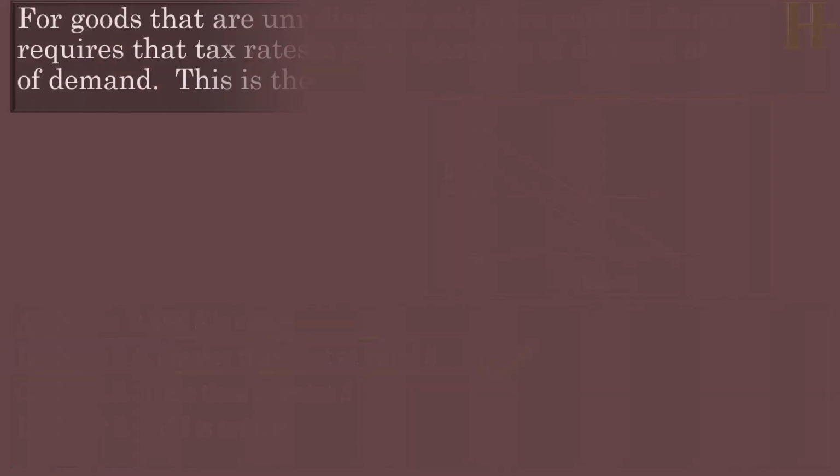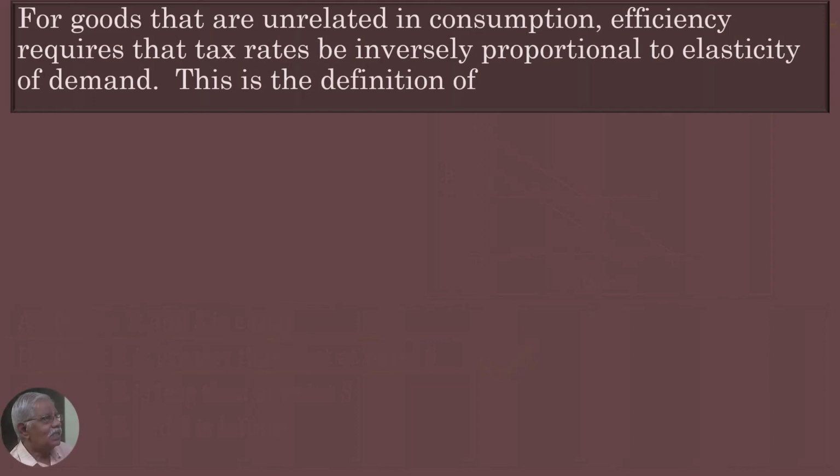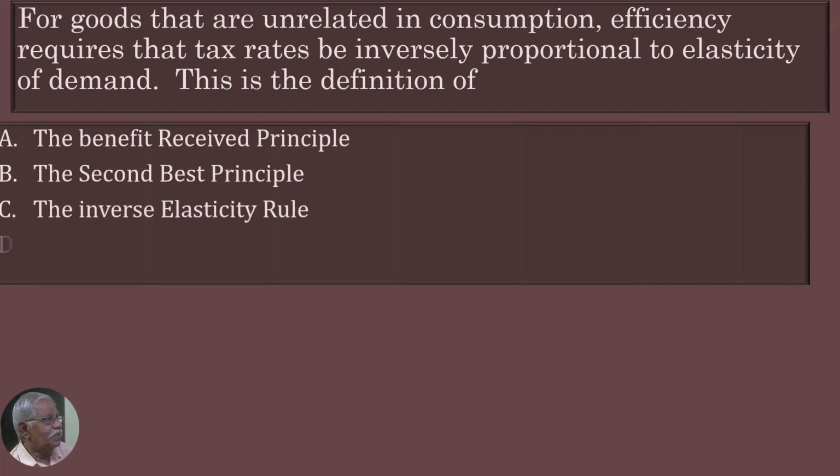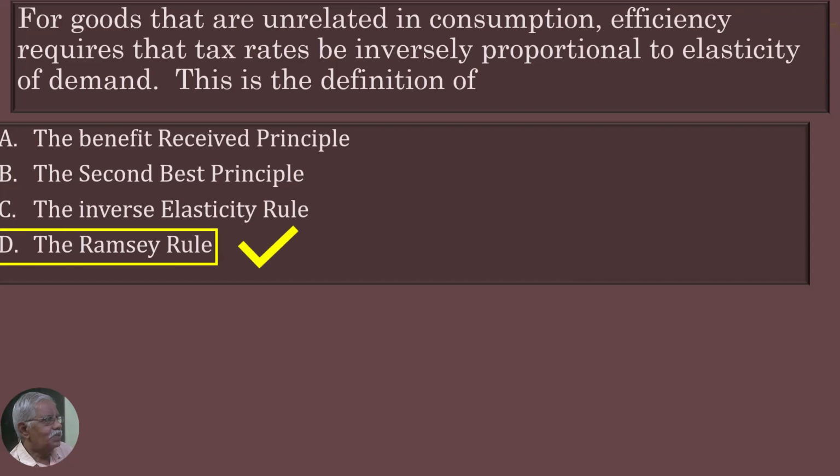The next question. For goods that are unrelated in consumption, efficiency requires that tax rates be inversely proportional to elasticity of demand. This is the definition of the benefit received principle, the second best principle, the inverse elasticity rule, the Ramsey rule. The Ramsey rule is the correct option.